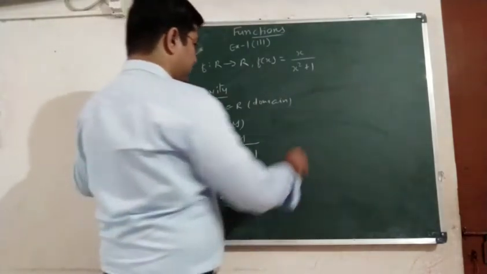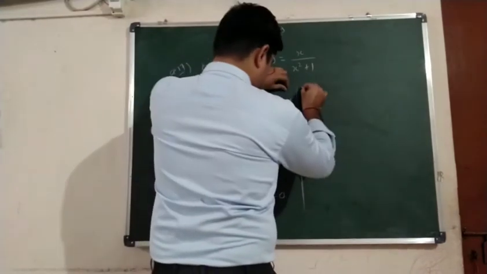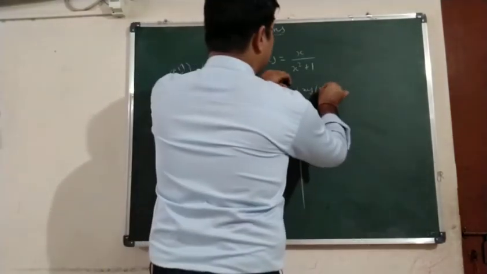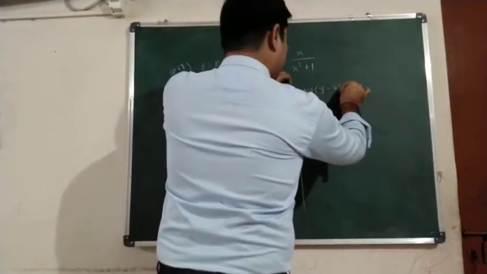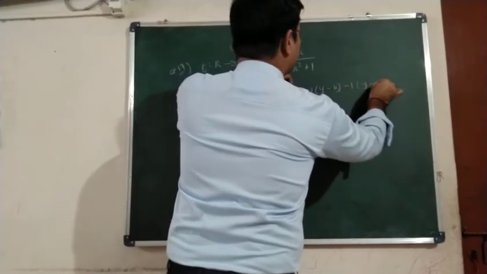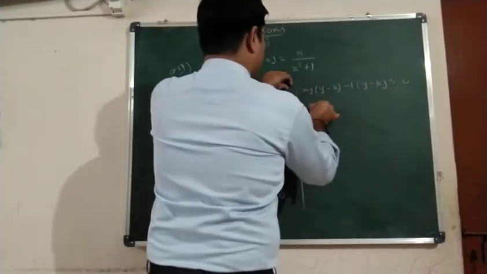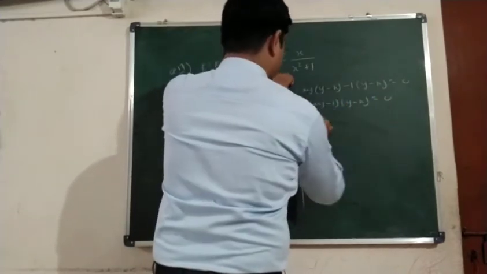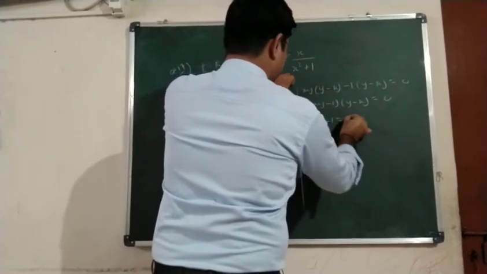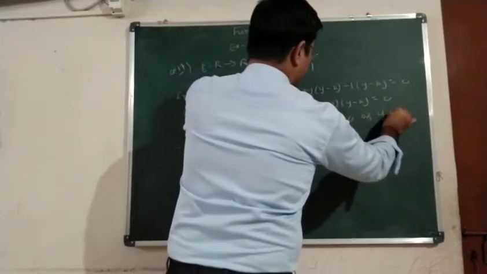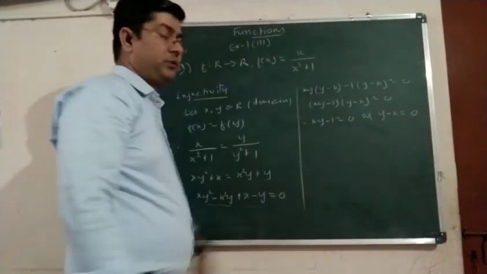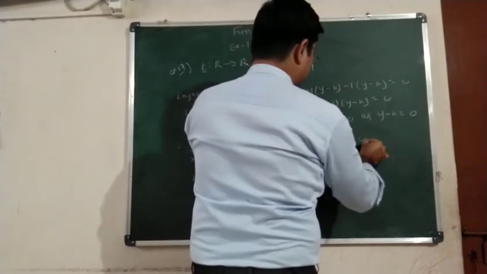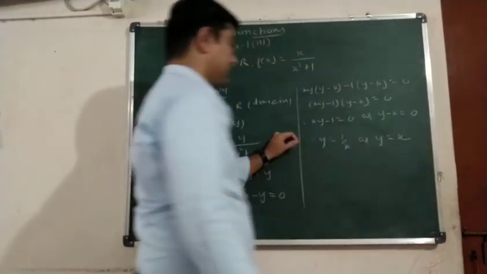We will take xy common from the first two terms. So taking xy common we will get y minus x, and from the second term we will take minus 1 common, which will be y minus x. Therefore we have xy minus 1 into y minus x is equal to 0. Therefore xy minus 1 is equal to 0, or y minus x is equal to 0, and therefore y is equal to 1 by x, or y is equal to x.